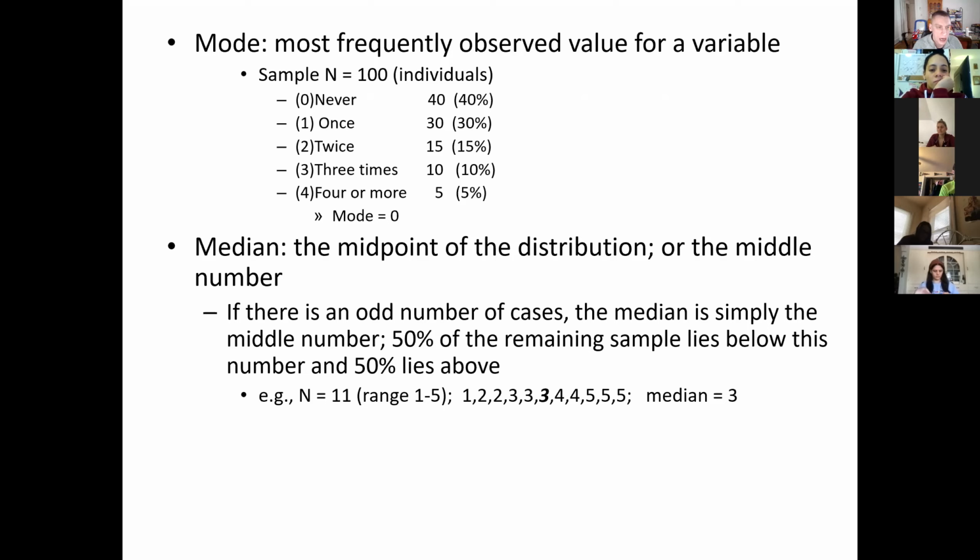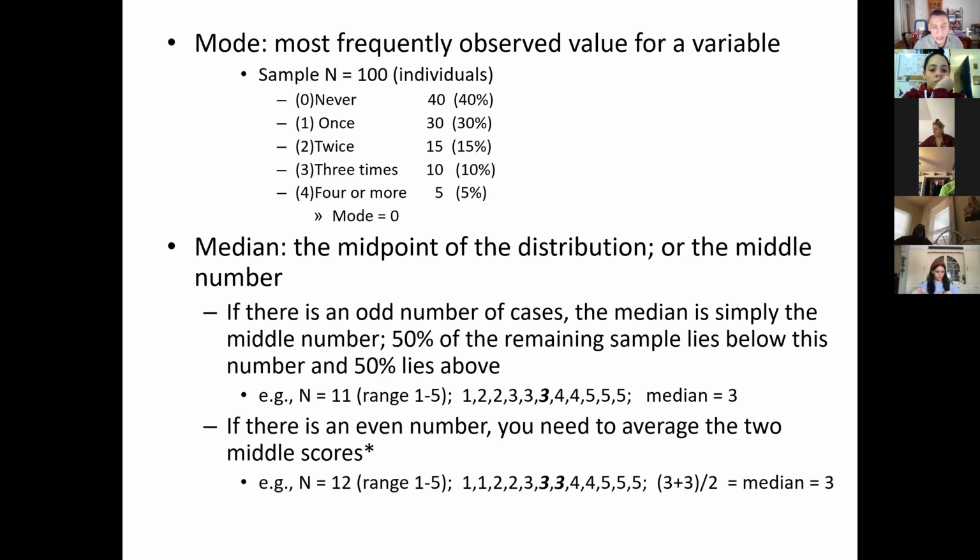But oftentimes you'll hear the median reported when you're talking about median housing values. And so that means about half of the people fall below that level, and the other half of the population falls above that level. And so that's what the median is. It's just the middle score. And I'm saying here, if there is an even number, you need to average the two middle scores. And so in this case, the answer would be 3.